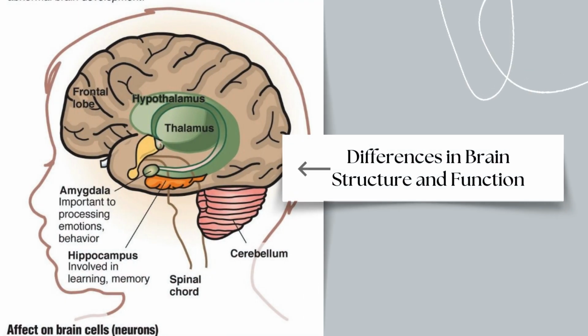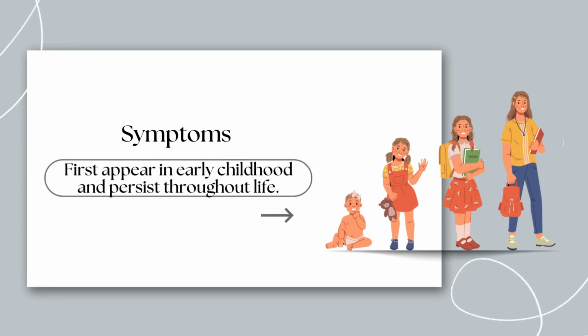And when it comes to the brain, studies show that individuals with autism often have differences in brain structure and function. But they are still learning a lot about how these factors come together, as these symptoms first appear in early childhood and persist throughout life.